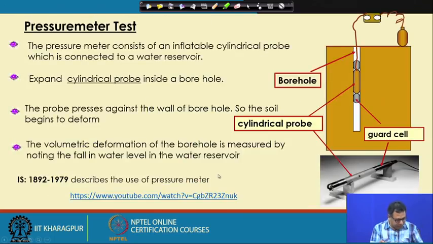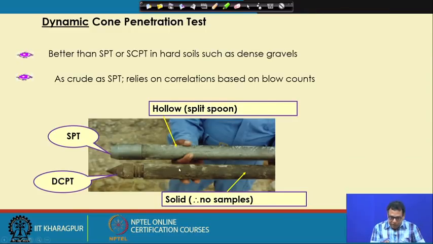This is the cone of the dynamic cone penetration, which is solid, and this is the SPT sampler, which is hollow. So here we can collect the soil sample, and here we cannot collect the soil sample.